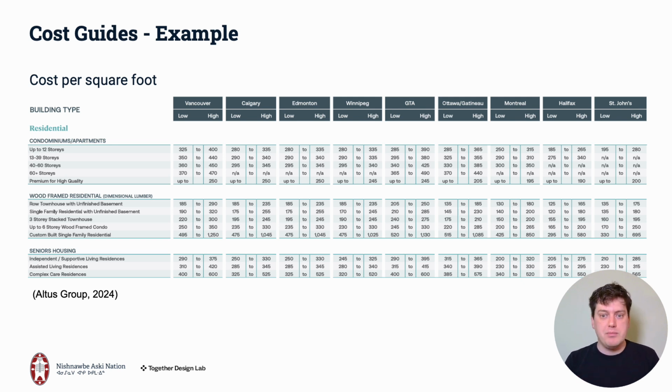Because remote communities aren't listed in the Altus guide, and instead we're looking at southern urban centers, what you may see is not the per square foot number that you're getting, but you might be able to compare the per square foot number you got in past years and see how that has climbed, and understand what the gap is between the number that you're able to achieve and the number that Altus Group is saying is being achieved in urban centers. And that might be able to give you an estimate for what you could achieve this year in your community. Again, this is just another tool to help you put together a preliminary cost estimate.